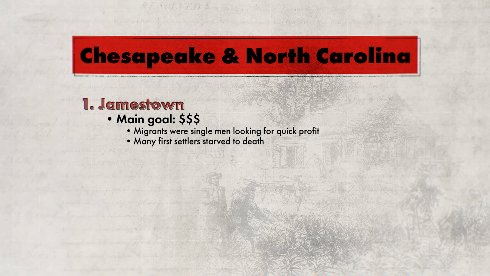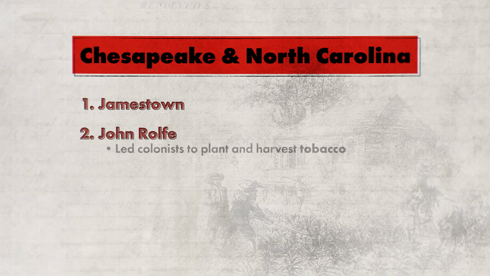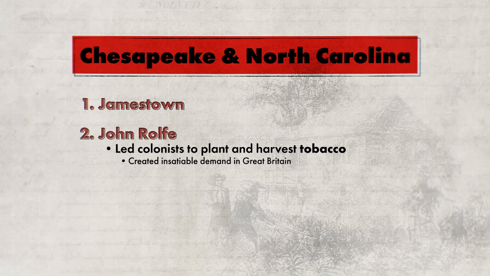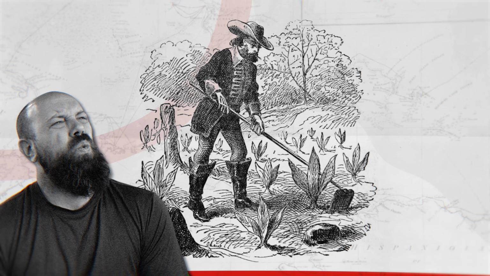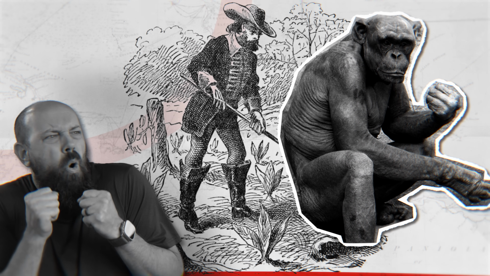Anyway, the colony definitely turned around once John Rolfe came in and created the conditions for prosperity in Virginia by leading the colonists to plant and harvest tobacco, which created an insatiable demand in Great Britain. And while that development was great for the wealth of the colony, it also created some problems. You see, tobacco planting is real hard on the soil, and so as they planted it year after year, the soil kind of shriveled up like an old monkey's kneecap.